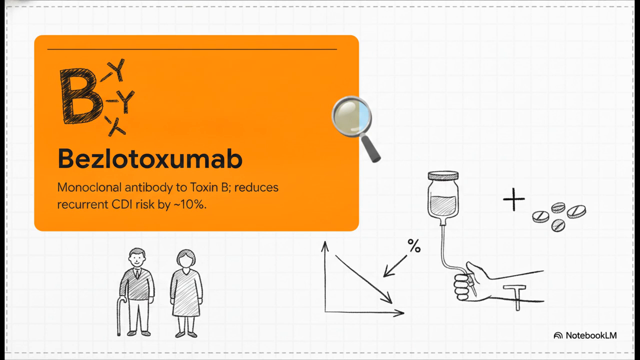Now, let's check out a newer biological therapy, bezlotoxumab. Remember back in step 3 of pathogenesis, we said patients get symptomatic because of an inadequate host immune response, specifically low IgG? Well, bezlotoxumab is an IV monoclonal antibody that specifically targets toxin B. It essentially substitutes for that inadequate humoral response we talked about. It's given as an adjunct right alongside standard antibiotics, and it reduces the absolute risk of recurrent CDI by about 10% in high-risk patients, like the elderly or the immunocompromised.